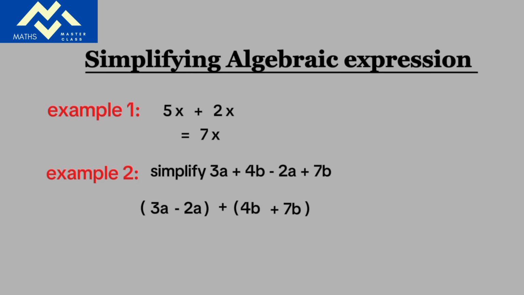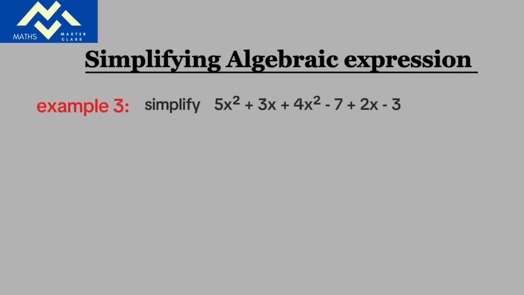Next, simplify each group. 3a minus 2a equals a, instead of writing 1a, we write a, because 1a means 1 is multiplying a, and anything multiplied by 1 is the same. And 4b plus 7b equals 11b. Therefore, the answer is a plus 11b.